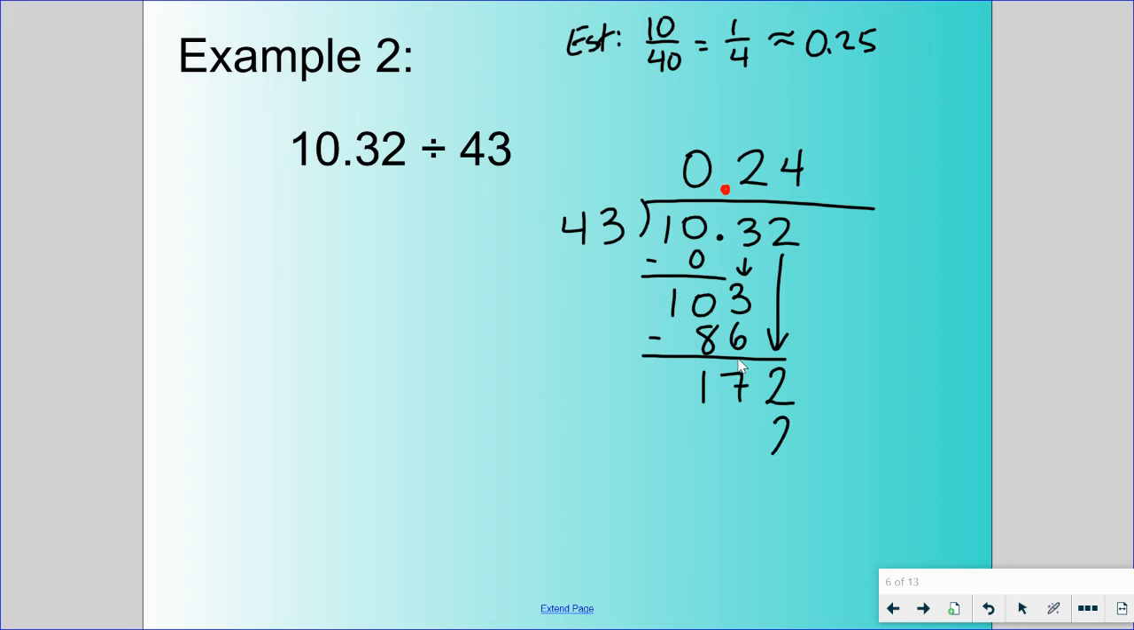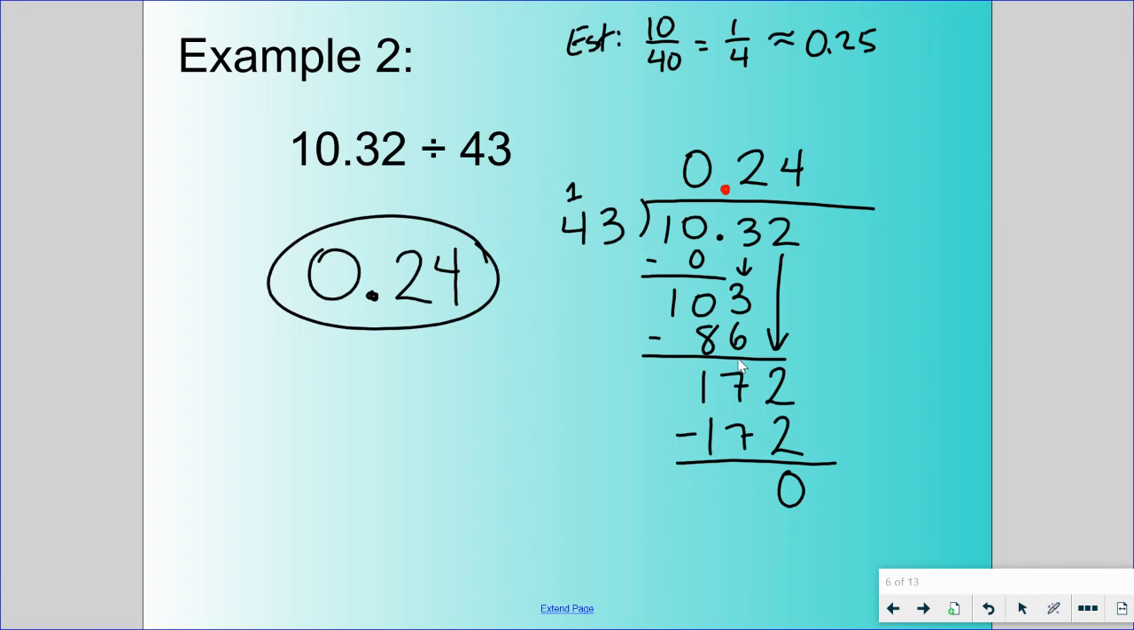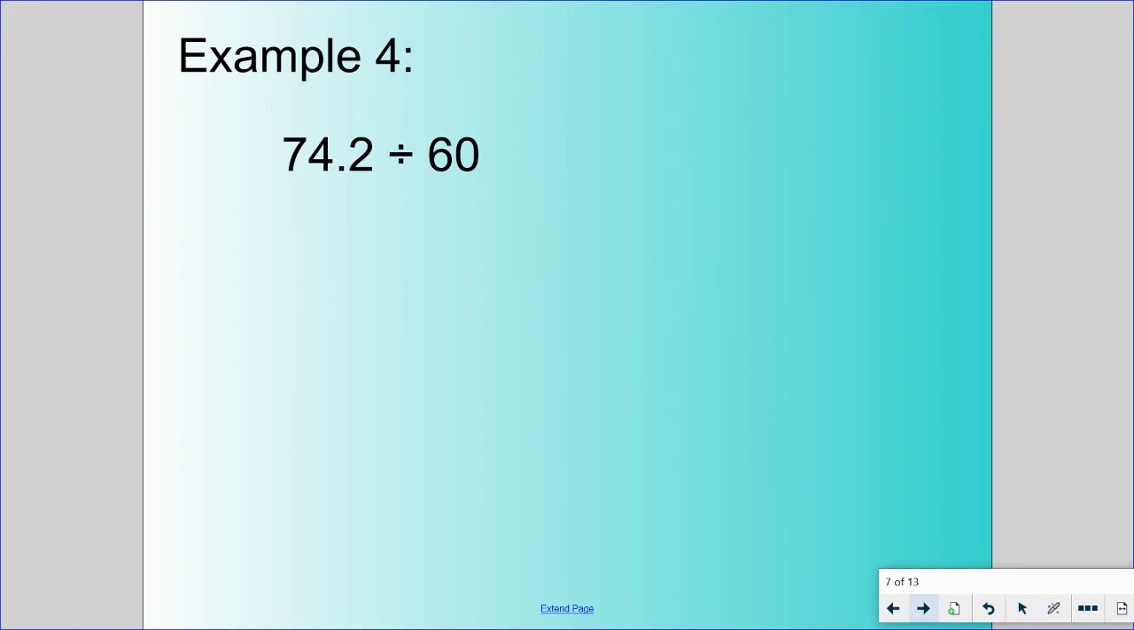And look at that, 4 times 3 is 12, so I'm going to carry a little 1 right there. 4 times 4 is 16, plus 1 is 17. It's a beauty. And so our final answer, if we split 10 and 32 hundredths into 43 parts, each person would get 24 cents. Hey, that's not bad. That's awfully close to our estimate. Onward we go.